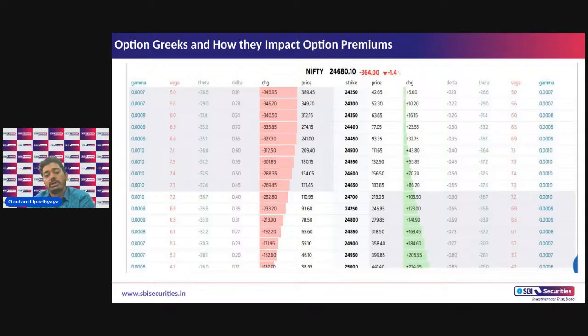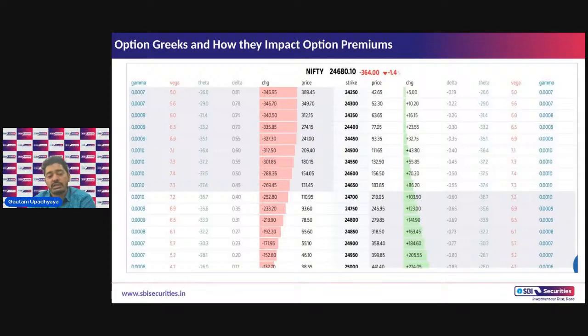Gamma is a second order derivative. Gamma generally, as you can see in the slide also, has a very low value, like 0.001. What it basically means is, if you take a 10 point change in the underlying, you multiply 10 into that particular figure 0.001, and that will mean a 0.01 change. So the delta of Nifty at the money, which is 0.5, will become 0.51. That much amount of change comes.